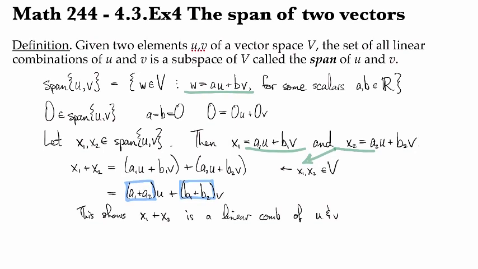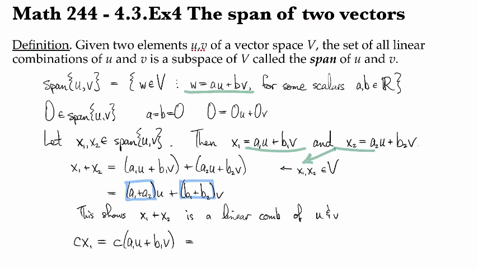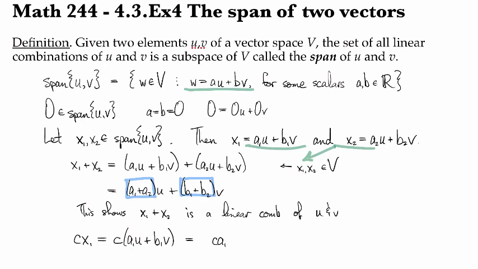Okay, what about scalar multiples? If I look at cx1, this is going to be c times a1u plus b1v. And so I can distribute the c, and I get c a1u plus c b1v. And so now again, I've got a linear combination of u and v. There's the coefficient for u, there's the coefficient for v. So this is back in the span as well. So it's closed under each of these.